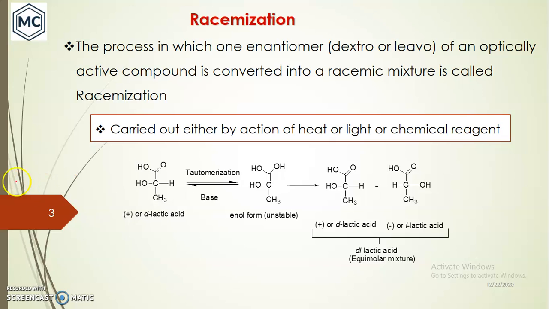Racemisation means the process in which one enantiomer, that is a dextro or levo enantiomer of an optically active compound, is converted into a racemic mixture, that is an equimolar mixture of D and L, dextro and levo rotatory enantiomers. This is called racemisation. And it is carried out either by the action of heat or light or a chemical reagent.